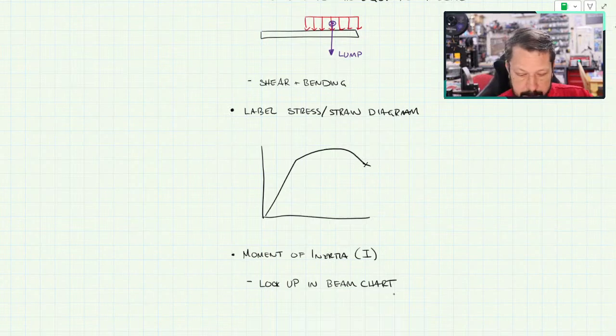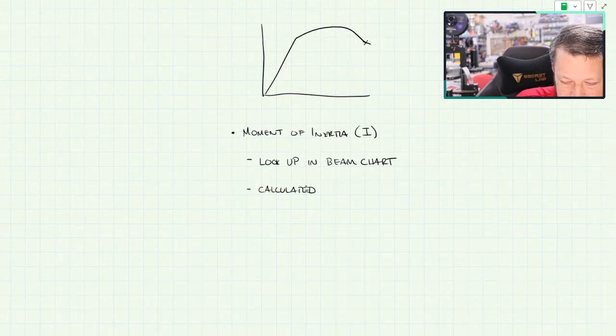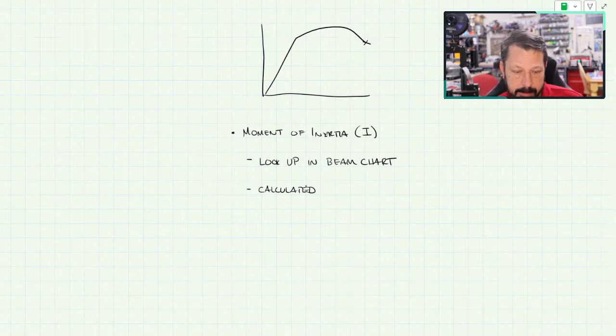Then the other thing is we calculated, where we had a table or a chart of generic, like primitive shapes, rectangles, triangles, circles, quarter circles, and we had the moment of inertia equations for those shapes, and then we could calculate the moment of inertia for some composite shape out of those primitive shapes. So those two things you might have to do.